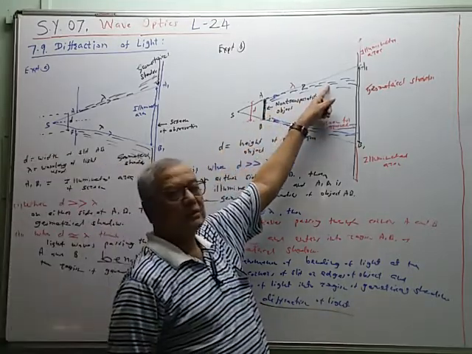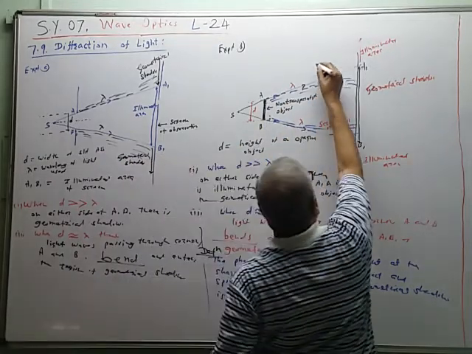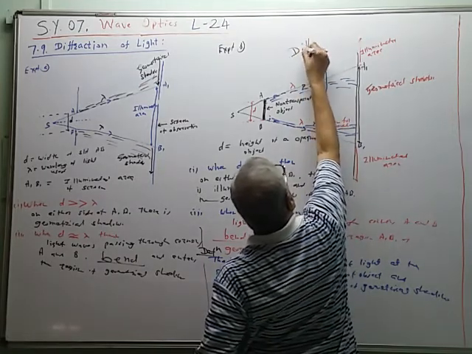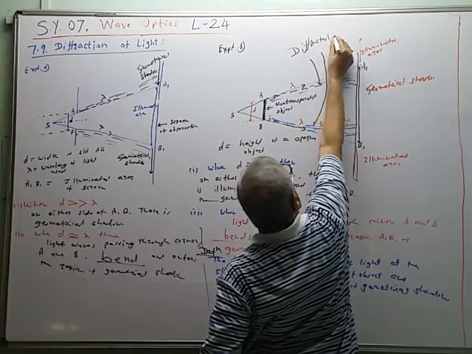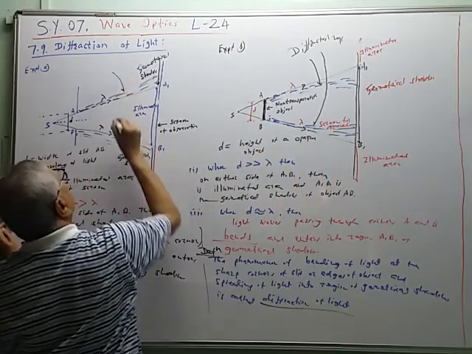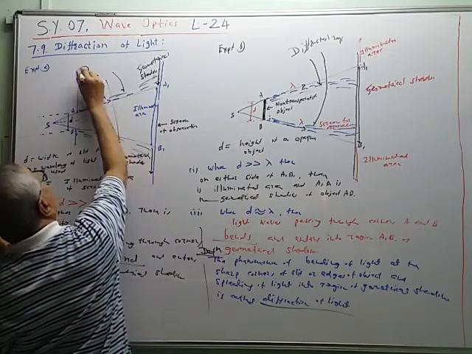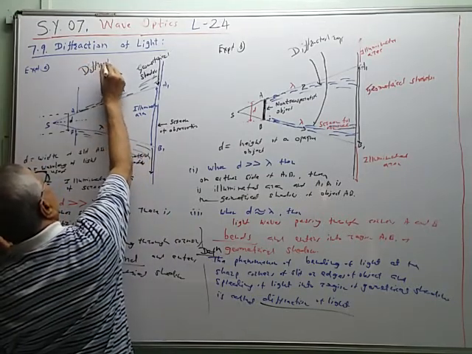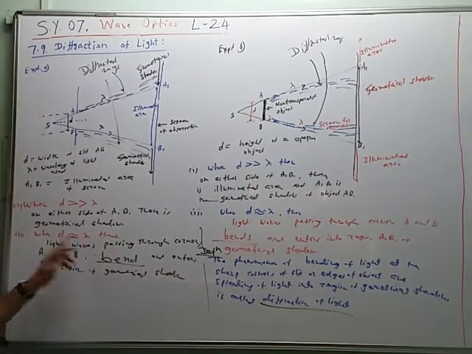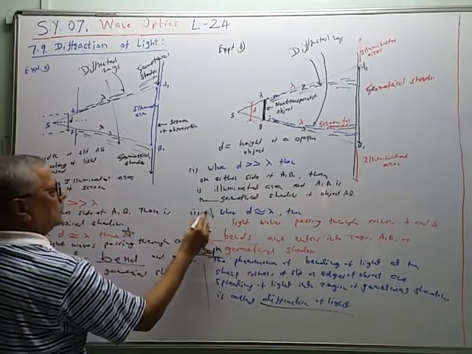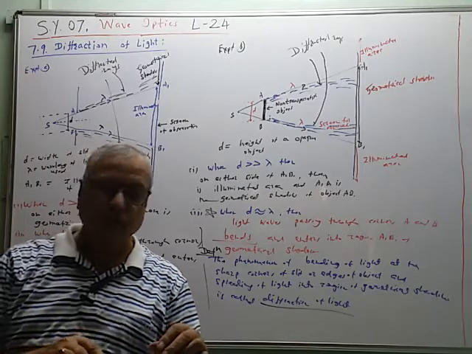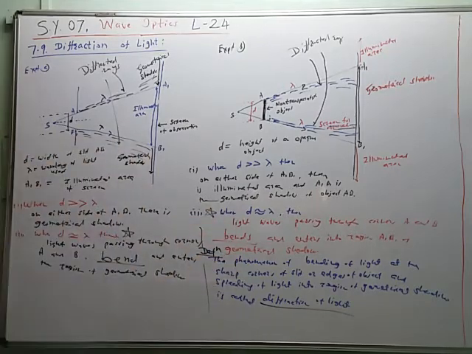So these are called the diffracted rays. In this figure, these are diffracted rays. In this case, these are the diffracted rays. But this condition is important. When D is comparable with lambda, then and only then diffraction takes place, otherwise there is no diffraction. So these are the observations to explain the phenomenon of diffraction of light.